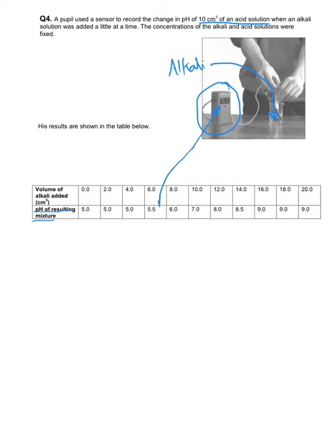And so what's happened is they measured the pH at the beginning, so this is when no alkali has been added, so that's the start, and the pH was 5 at the start, and then they added 2 centimeters cubed of alkali, and they measured the new pH, and then they added another 2, measured the new pH, then they added another 2, measured the new pH, etc., all the way along until they'd added 20 cubic centimetres of alkali, measuring the pH each time.